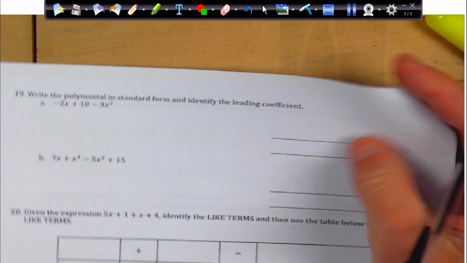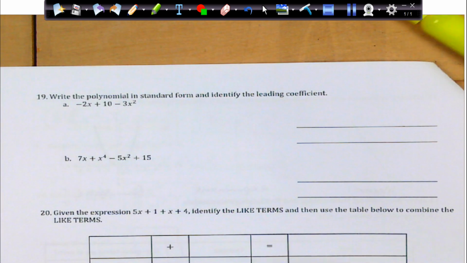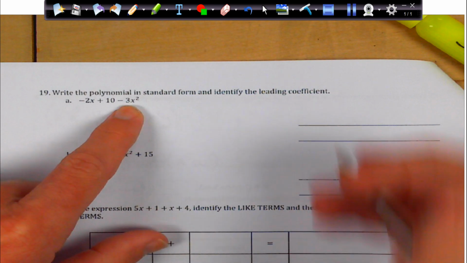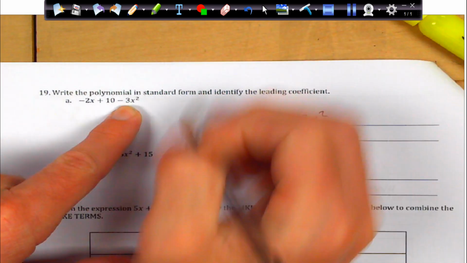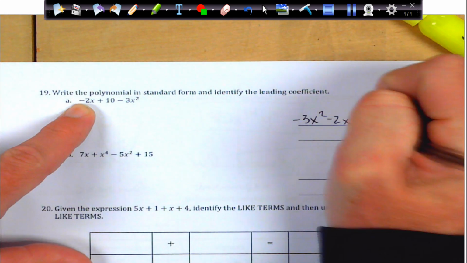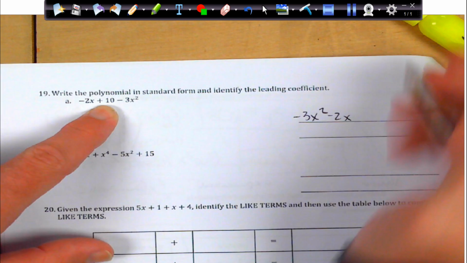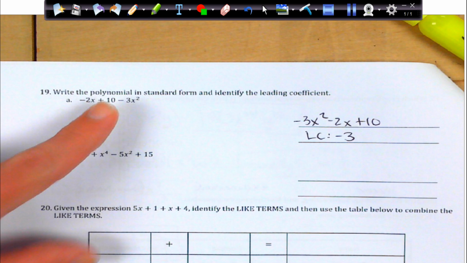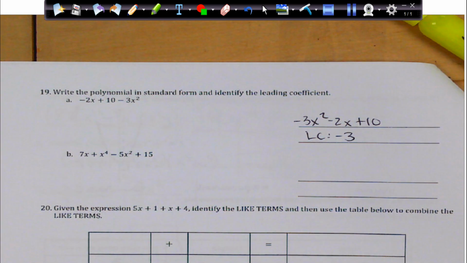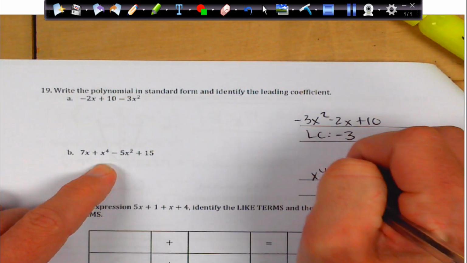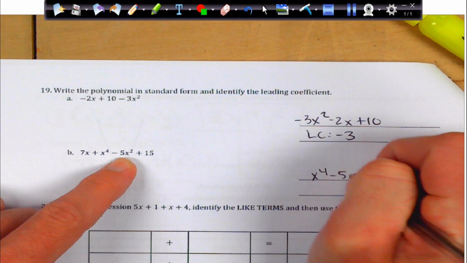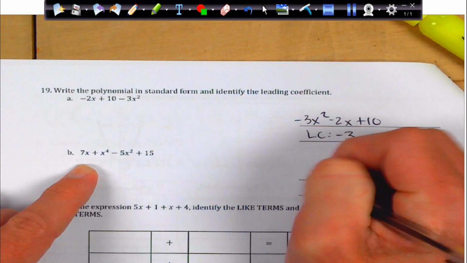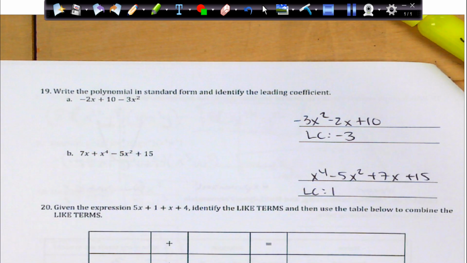All right, 19. Write it in standard form. So standard form means I'm putting the largest degree value first, which would be negative 3x squared. And then I'm going to go negative 2x, keep the sign that's in front of it with it, and then plus 10. The leading coefficient is going to be negative 3. The bottom one, my largest exponent, is x to the fourth. Then it's negative 5x squared, then positive 7x, then 15. Leading coefficient right here, it's actually just 1.